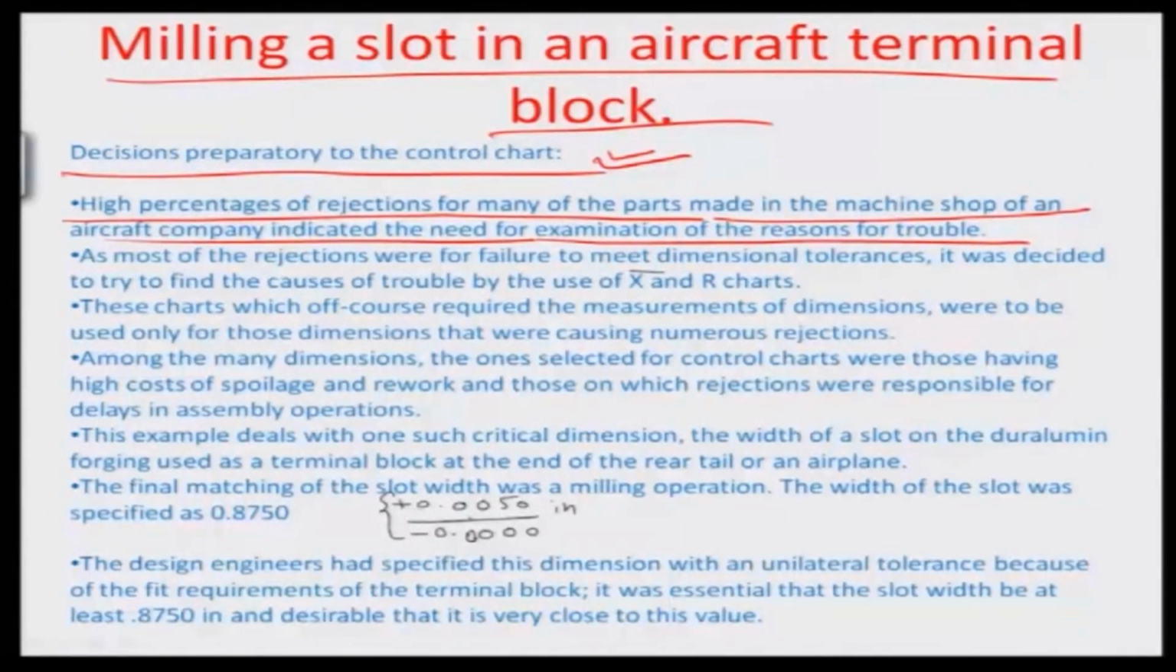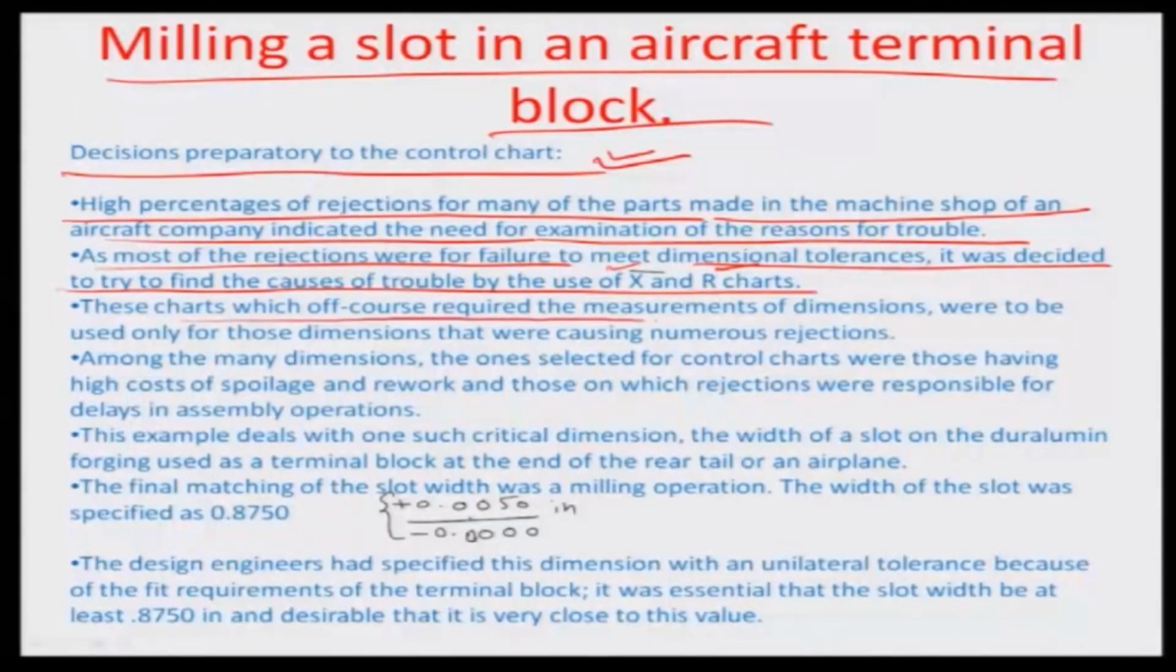And as most of the rejections were for failure to meet dimensional tolerances, it was decided to try to find out the causes of trouble by use of the X bar and R charts. And these charts, which of course required measurements of dimensions, were to be used only for those dimensions where it was causing numerous rejections. So particularly the milling slot width in this case was taken as the dimension.